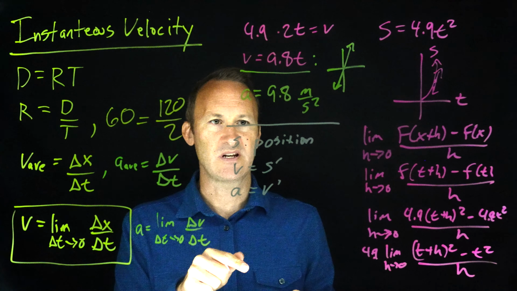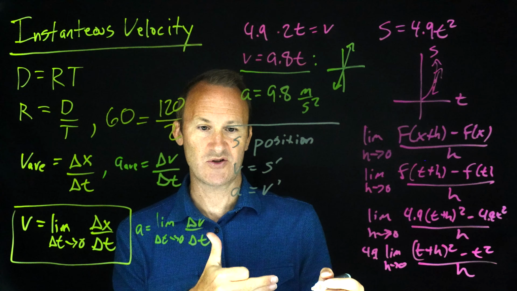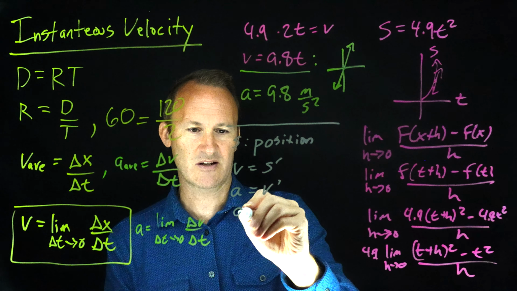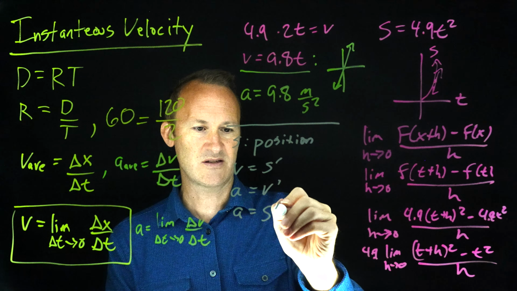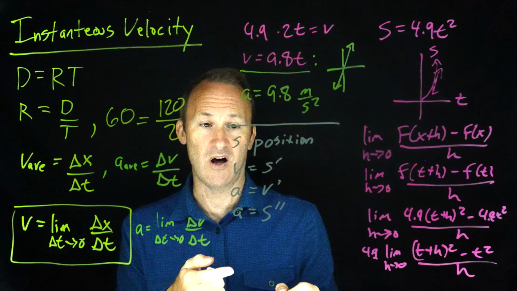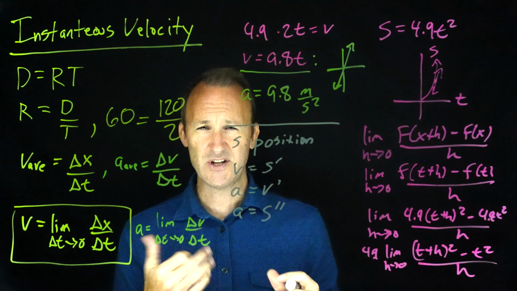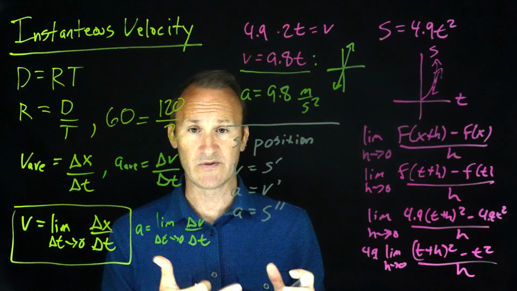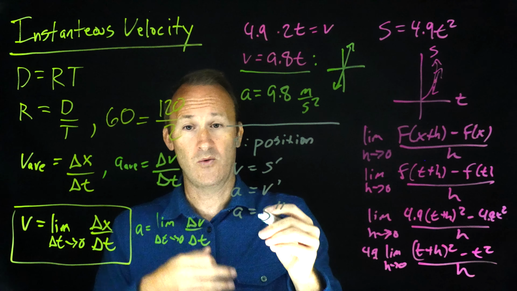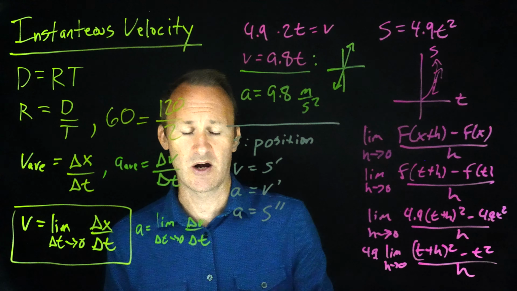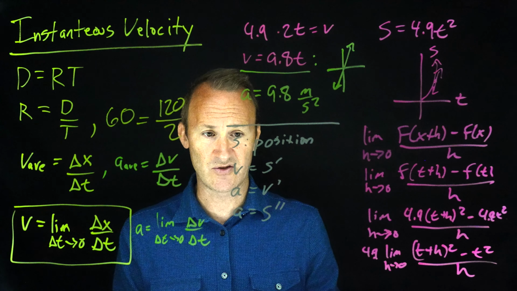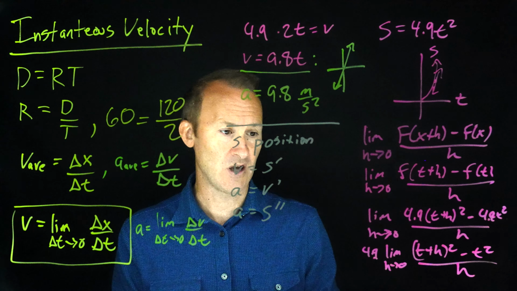But what's interesting is we started with position. And so you can also say that acceleration is the second derivative of position. You'll see some different notations for derivatives. The prime, one prime means one derivative, two primes means two derivatives. This is due to Newton.